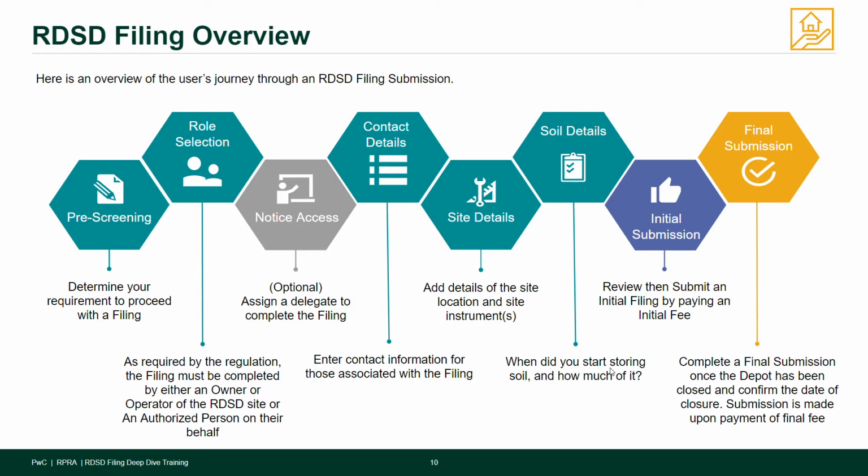So now we can look specifically at the journey that we will go on in order to complete the RDSD notice filing. Our first step when initiating a filing is to go through the pre-screening questions in order to determine our eligibility or requirement to actually make the notice filing. Next, we will select the role that we are playing in the RDSD notice filing, and then we have an optional step of assigning notice access to another company in order to complete the filing on our behalf. We then get into entering the details of the RDSD operation as required by the regulation itself.